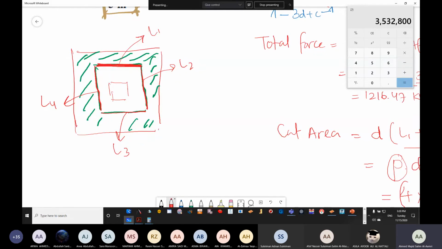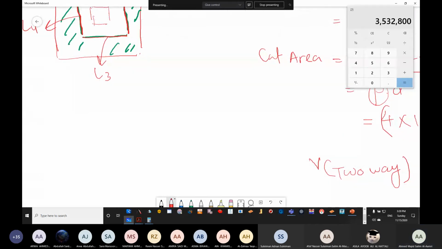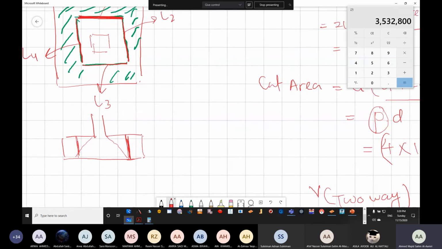Because the code says that the affected area is going to happen after a distance of 1.5d from the face. Once again, in case of two-way, the code says you need to keep a distance of 1.5d. So I need to cut in this position, and in the other position if I rotate the foundation.